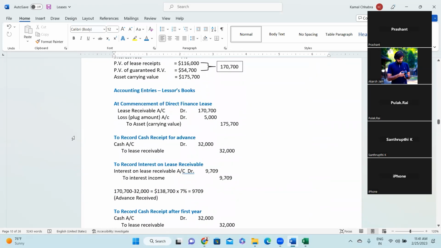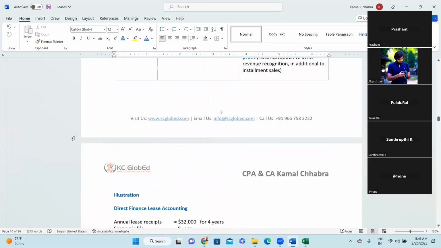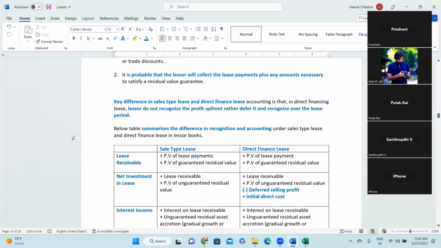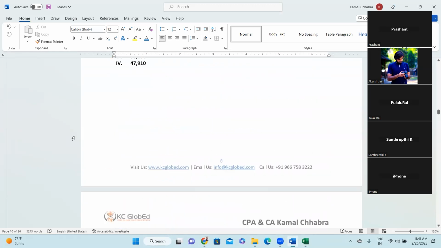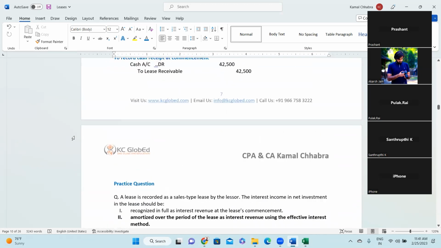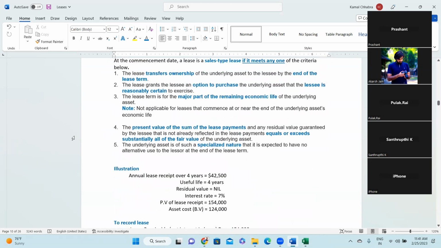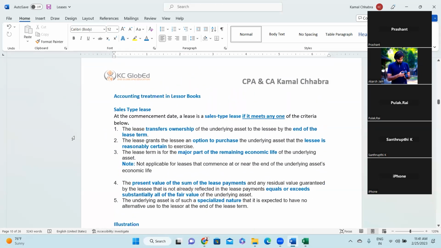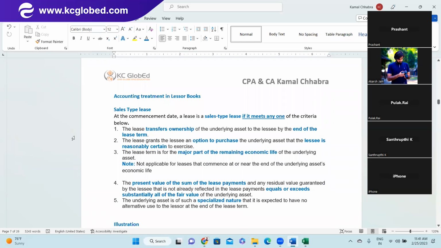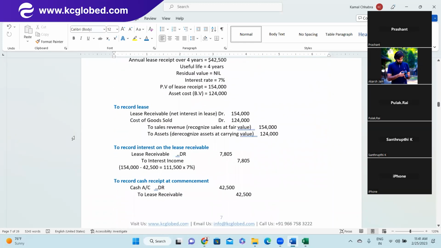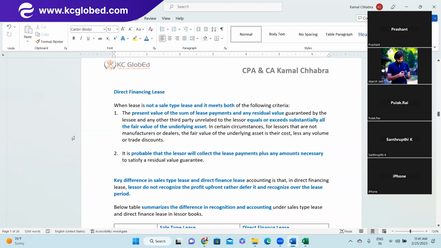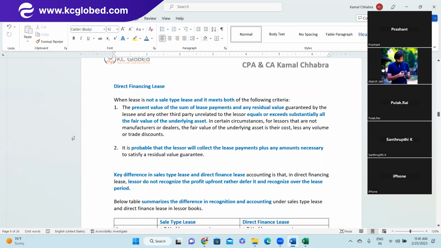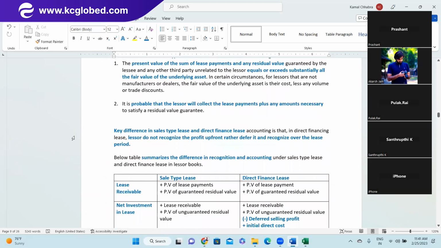So accounting in the books of lessors. In the lessor's books, this is not a sales type lease because ownership is not getting transferred. So this can be either a direct finance lease or an operating lease, depending on the period.